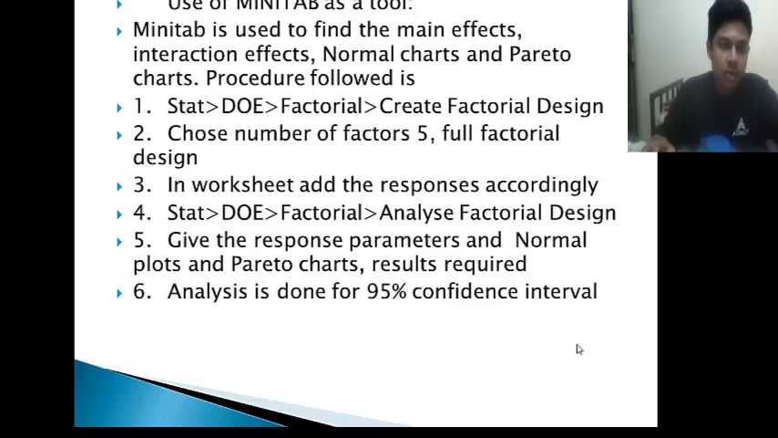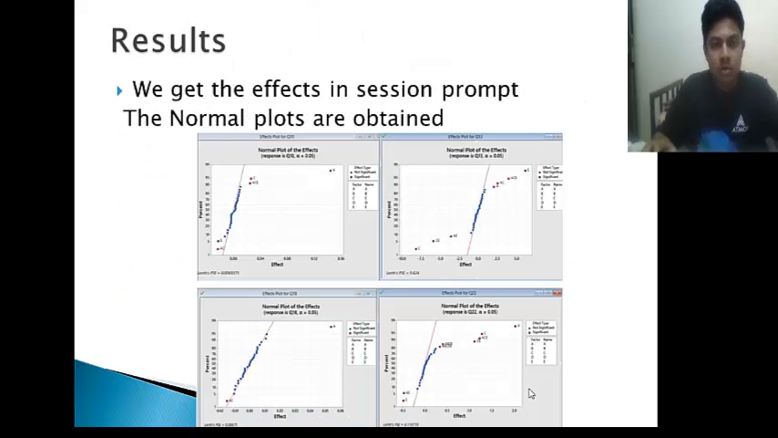Now we go for the analysis of this design. The analysis is done by the same procedure, just in the end we have to choose Analyze Factorial Design. The main requirements here are that we need Pareto charts, normal plots, and other parameters given by default settings. The alpha used here is 5%, so a 95% confidence interval is there. After doing this, we get the results as shown in this slide.